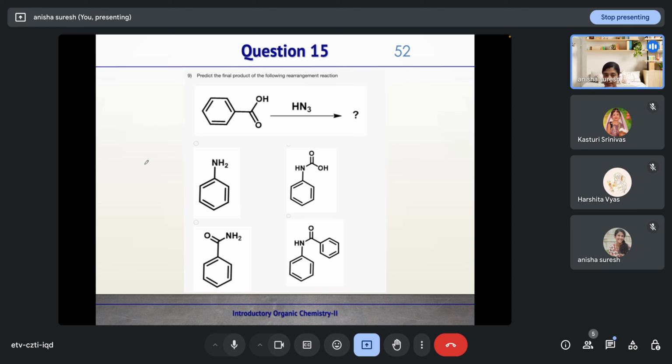Now coming to the last question of today's session. Predict the final product of the following rearrangement reaction. So here we are having a benzoic acid and it is treated with HN3. So it will undergo a rearrangement. What is the name of this rearrangement reaction?